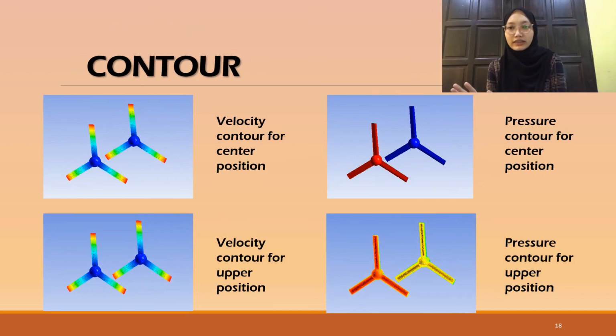After running the simulation, there were two results that were generated from the results section in ANSYS software. First is contour and second is streamline. Based on the figure in the slide on the left side, that is the velocity contour for both positions, which are center and upper. We can see that the pattern for both positions is the same, but that is not the case for the pressure contour, as the position is different, so the pressure becomes different.